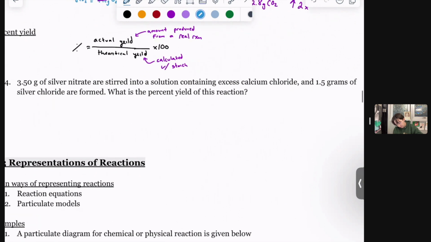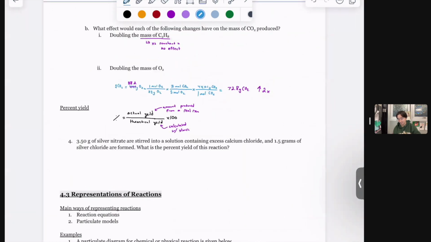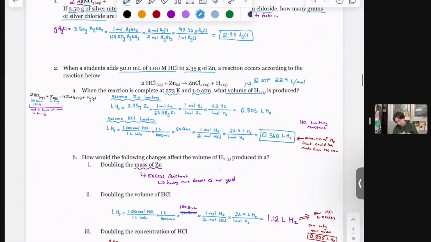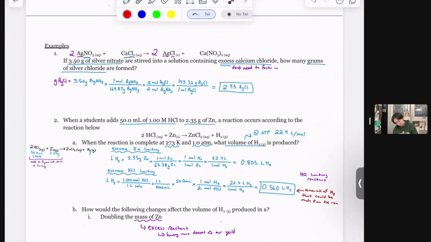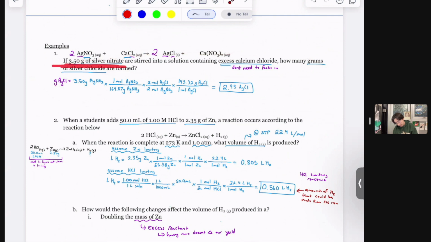So if you're given a problem like this: 3.5 grams of silver nitrate is stirred into excess calcium chloride, but you only get to form 1.5 grams of silver chloride. Now, if this was a new reaction you've never seen before, then you'd have to do the stoichiometry and figure out what your theoretical yield is. But luckily we already did that. It was nice. So this is the same reaction as what you had up here. Same starting amount with 3.50 grams of silver nitrate, and we figured out that we could make this much silver chloride.